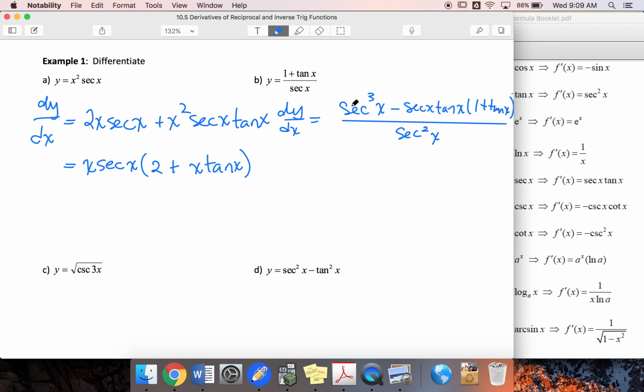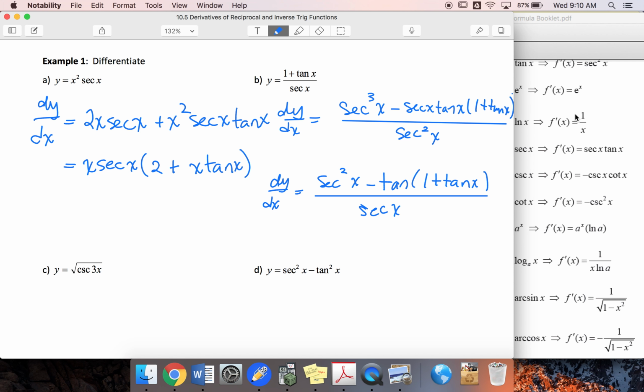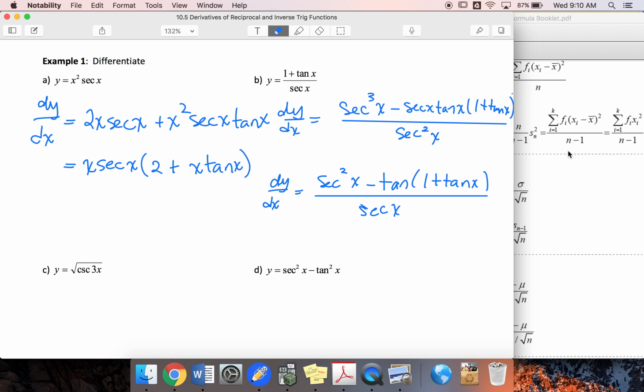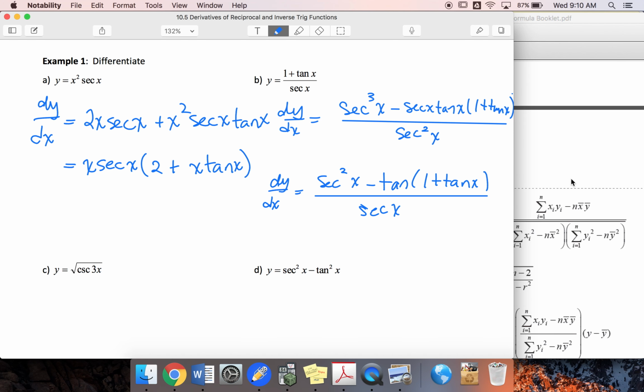So I'm going to simplify. All of these have a common term of secant, so I can cancel that out. So dy dx is secant squared x minus tan x times 1 plus tan x all over secant of x. Secant squared, well, I seem to remember that that is a trig identity. Going the wrong way.